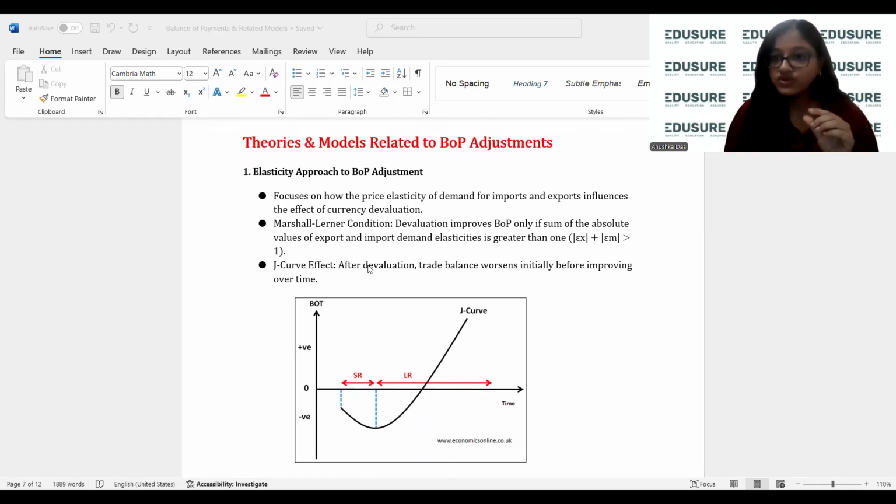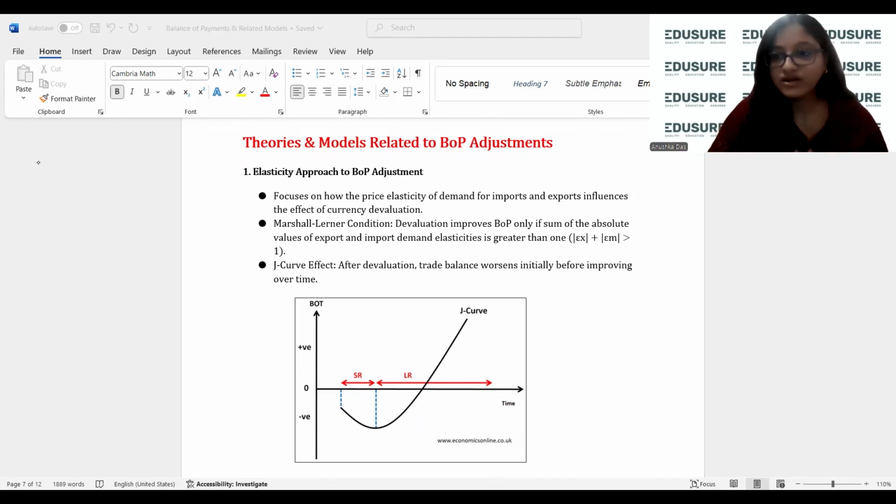So depending on those factors, different economists have given us different theories to find out what will be the kind of adjustment in the short run, in the long run, in the medium run, what will be the kind of adjustment in BOP, and what are the factors which basically affect this adjustment. Depending on that, different theories and models have been proposed. So that is what we are going to study today.